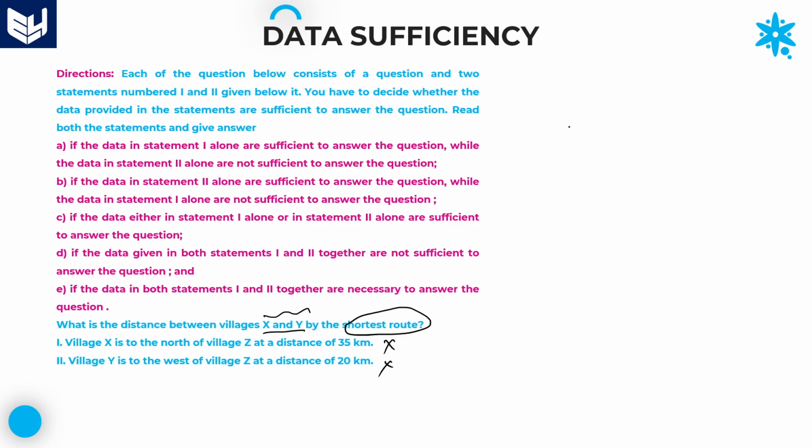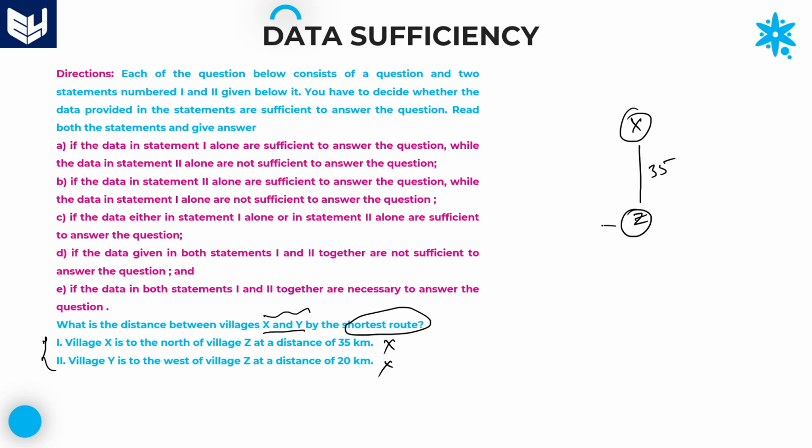So now I will draw the diagram by combining both statements, 1 and 2. Village X is north of Z at a distance of 35 kilometers. And village Y is west of Z.